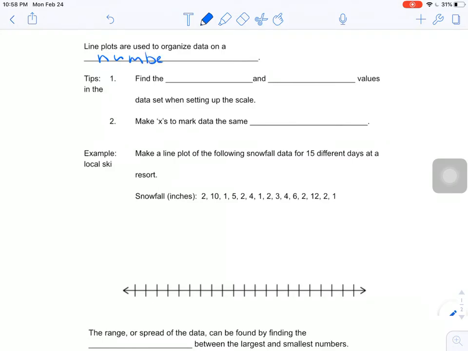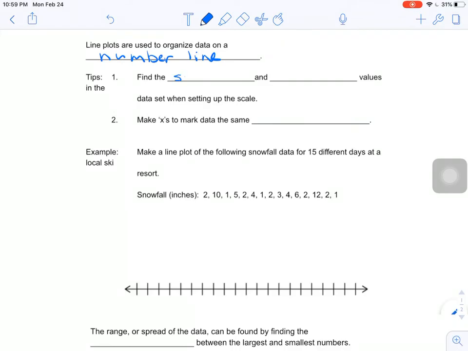Now there are some tips for making a line plot before we actually try setting up a line plot to see what it looks like. So some tips. It helps to find the smallest and the largest data in your data set when you're setting up the scale. The reason for that is because we're putting the data on a number line. We want to make sure everything's going to fit. So we need to make sure that the number line goes down to the smallest number and up to the largest number so that we're not chopping off anything when we go to graph our data.